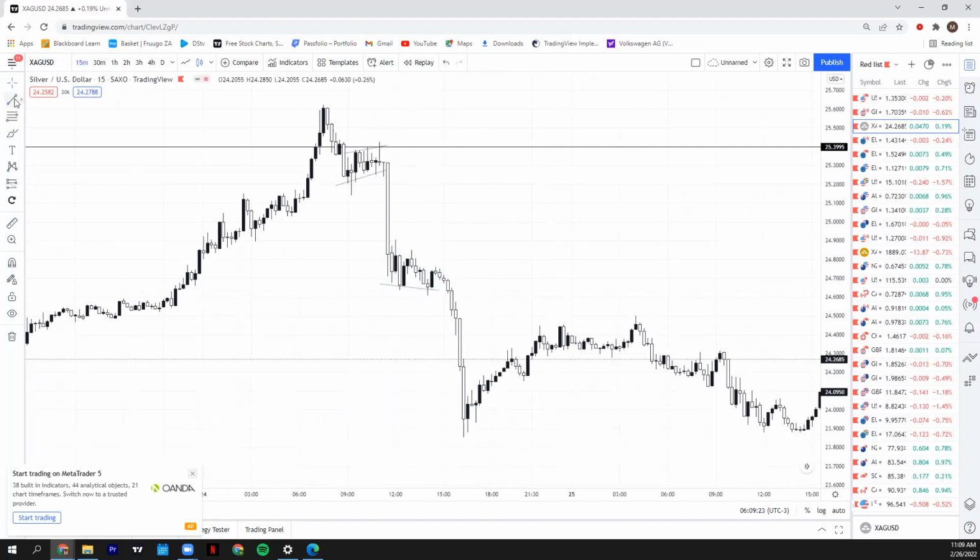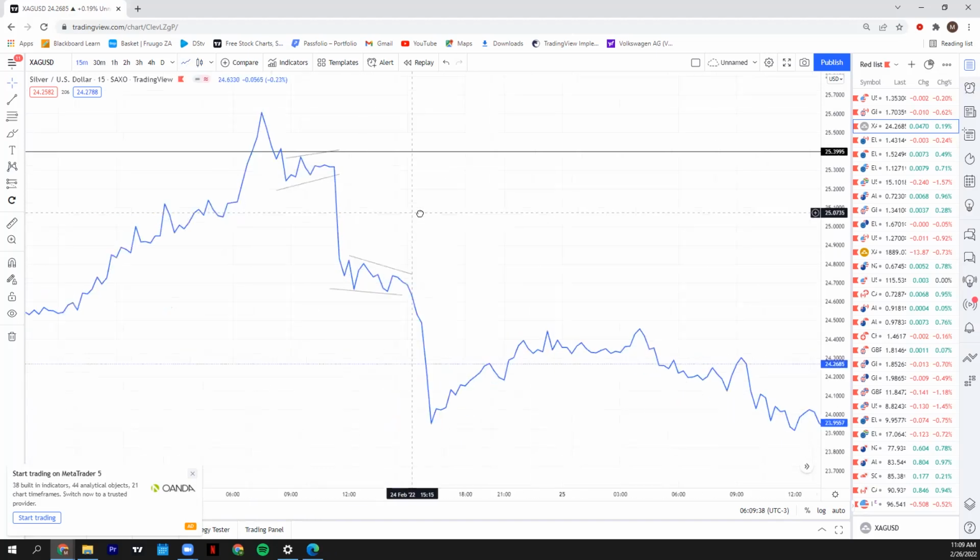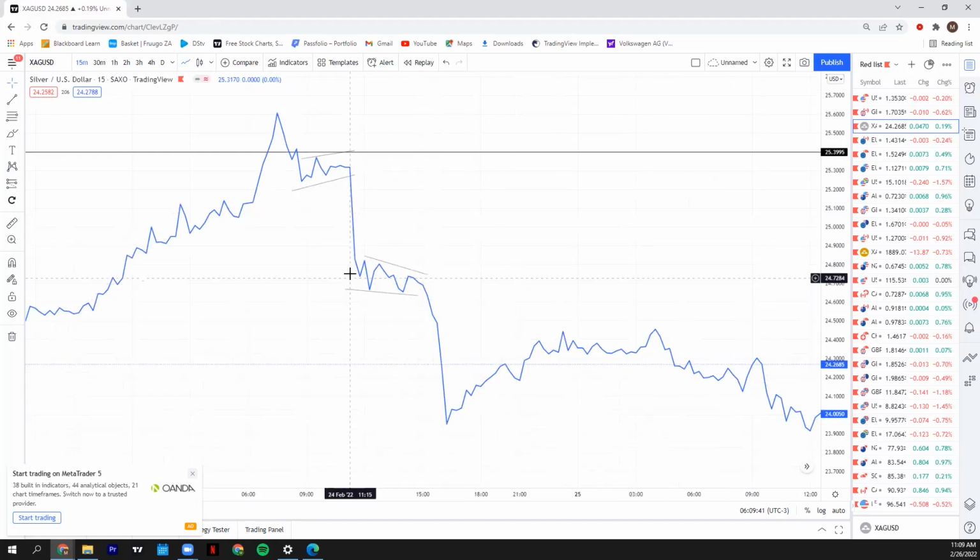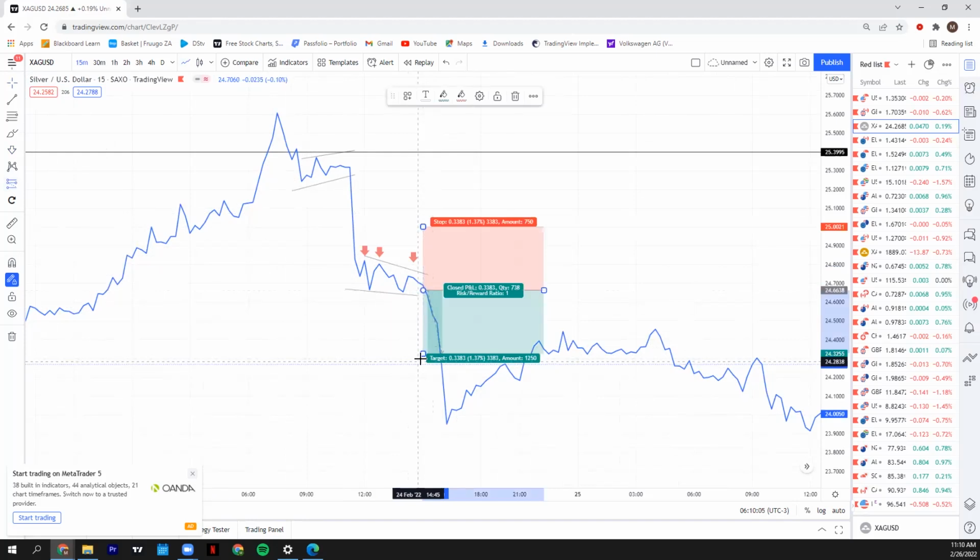flag right here. And remember about these flags, they need to consist of at least 2 touches, but for a safer entry you need about 3 touches. And as you can see, if I change the type of chart into a line chart, let me just get the arrows. As you can see, we had this first touch, the second one, and the third one. So at the third one, that is where I took this trade, and just look at what happened.